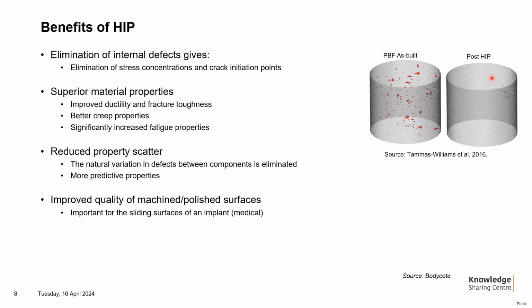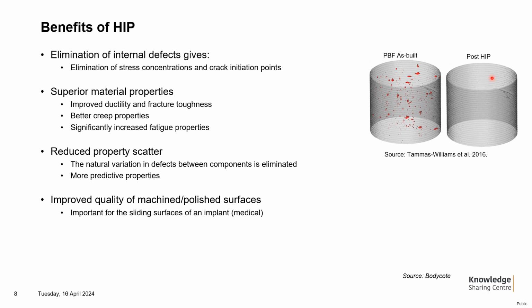Therefore, we can expect superior material properties such as improved ductility and fracture toughness, better creep properties, but most importantly, significantly increased fatigue properties when it comes to dynamic load in combination with porosity, because in dynamic loading, porosity is really a weak spot and has a negative impact on the fatigue life.